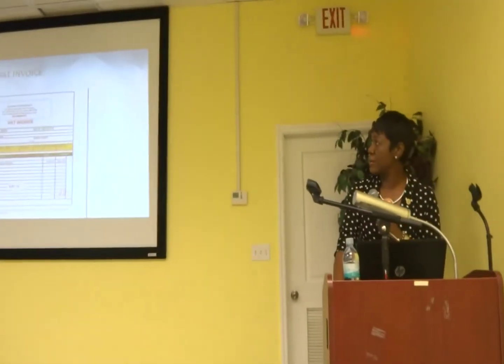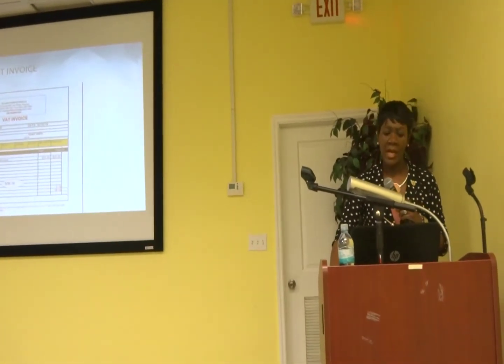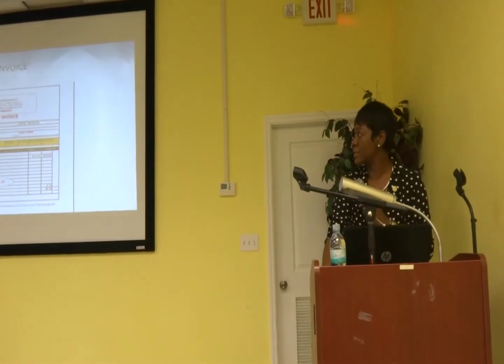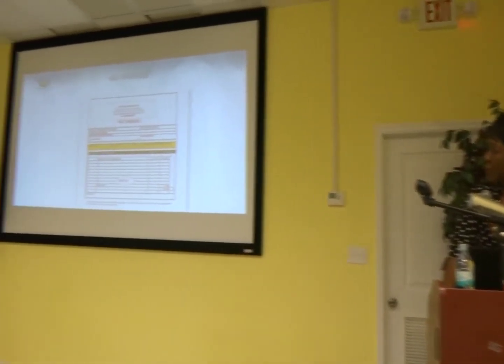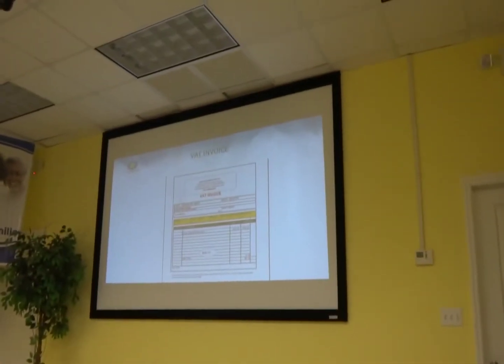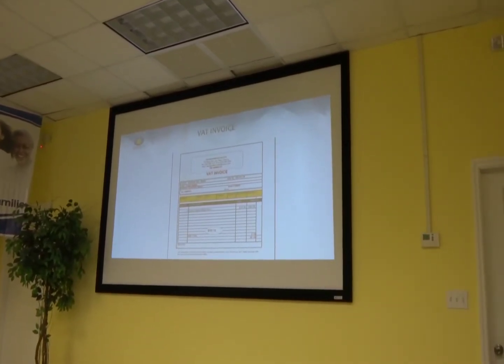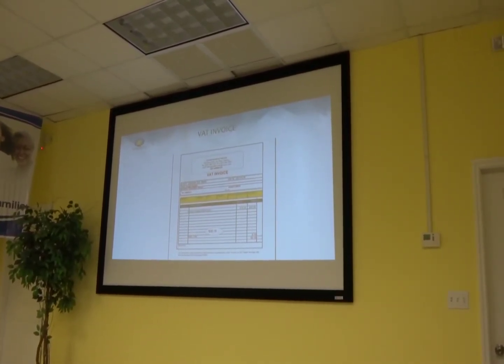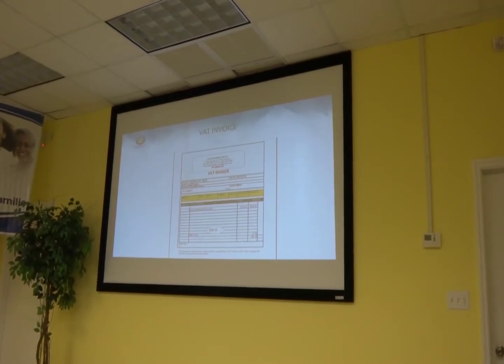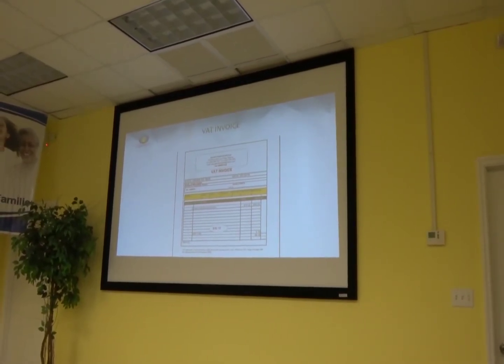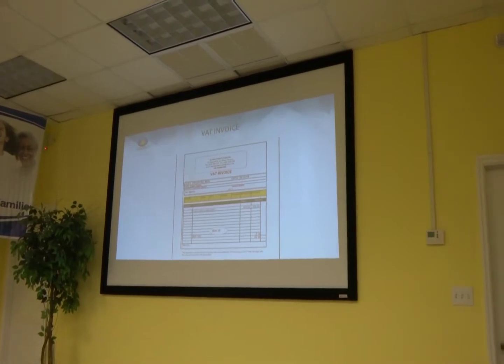It must have the supplier's name, address, and company information. It must have the tax identification number of the supplier. It must say VAT invoice, and it must also have the information of your client.